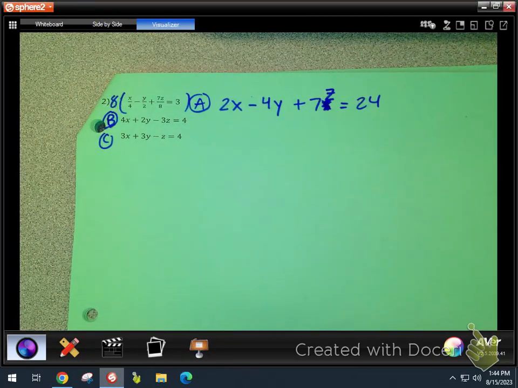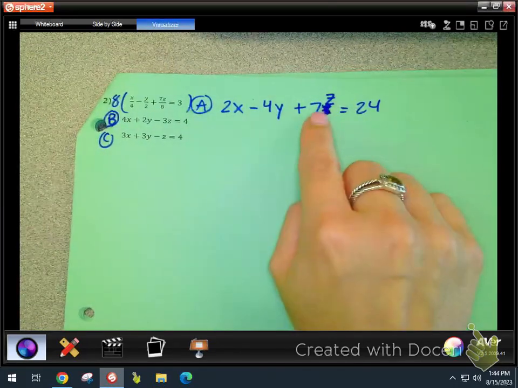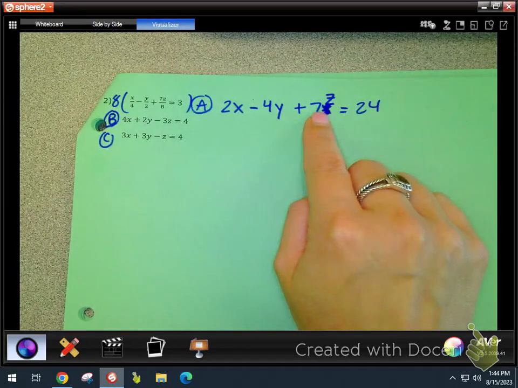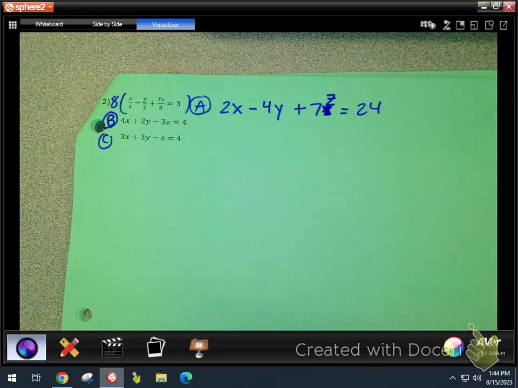Which one looks not terrible to eliminate? X, Y, or Z. Z you could work with. The 3 and the 7 might be kind of hard. X and Y are about the same. I did Y in my notes, but I can do X so we can see a different way. Want to try that? Okay, here we go.